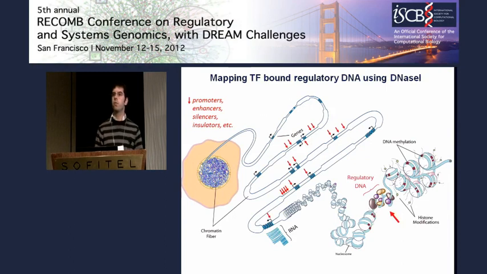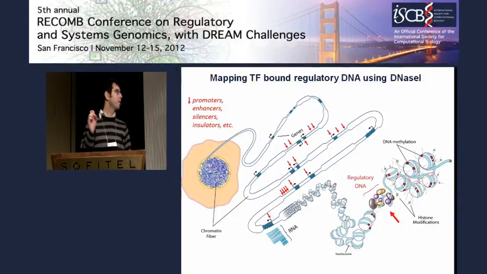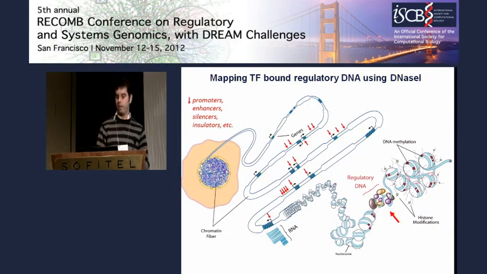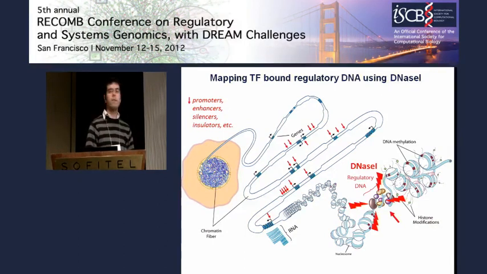I know this has been discussed several times so far, but I'll give a really brief overview of what exactly DNase 1 footprinting is. Pretty much what we're doing is leveraging the fact that within the nucleus, sites which are actually bound by transcription factors are highly accessible. Consequently, if I take a nucleus and treat it with a limiting concentration of the non-specific nuclease DNase 1, it's going to cause cleavages within these accessible regions.